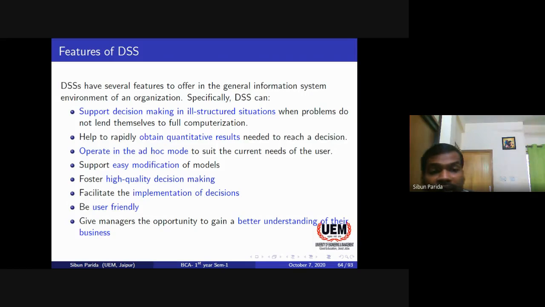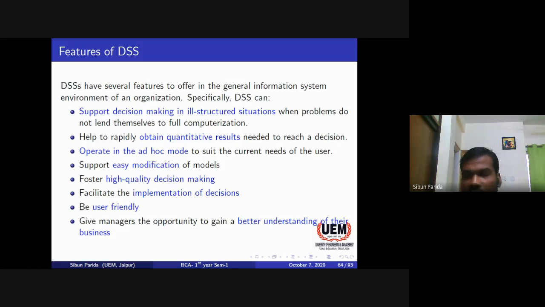It operates in ad hoc mode to suit the current needs of the user. As I discussed, it is very problem specific. You are designing your model very specifically, so you are using ad hoc mode. Ad hoc mode means it is meant only for you, not for other users. Whatever operations you are doing, you are making them easier for yourself. And easy modification is needed, so you can easily modify your decision. It is not like you have created a clumsy prototype, and after months you observe that the prototype is not going to work. If it is very complex, then it is very difficult to go back and alter things. So it should be easy to modify.